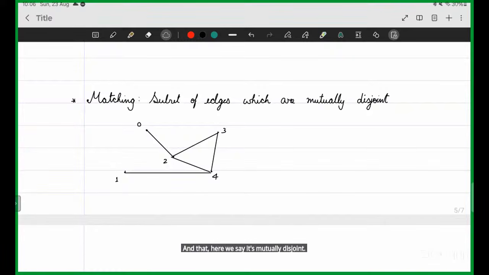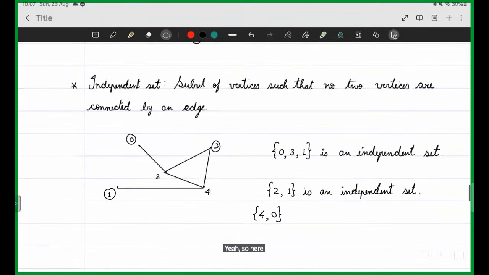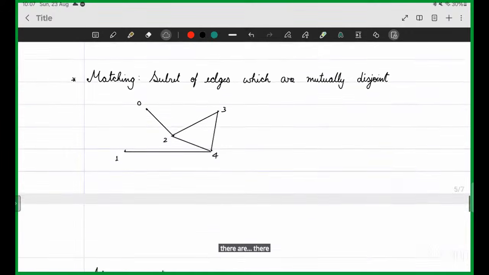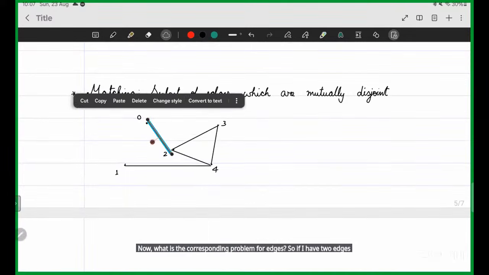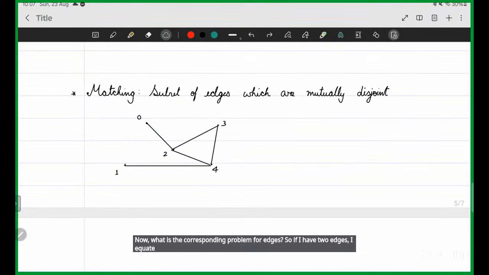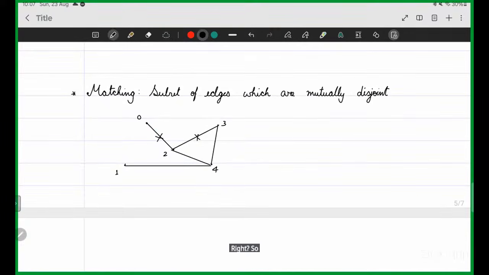Can you just explain it? Yeah, so in the independent set problem, we wanted to cover vertices in such a way that there are no edges between them. Now, what is the corresponding problem for edges? So if I have 2 edges, let's say, these are not independent, right? So they are incident at this point.